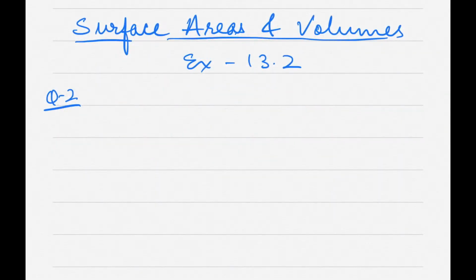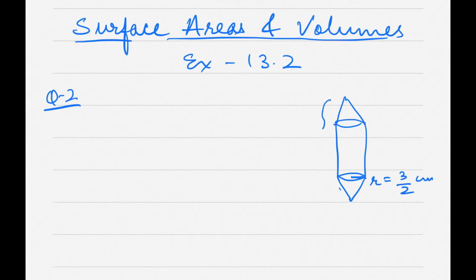So model is shaped like a cylinder. Okay, so this is my cylinder and with two cones attached to its two ends. So this is one cone and another cone attached to its two ends by using a thin aluminium sheet. The diameter of the model is 3 centimeter. So diameter is 3. So I can say here this radius is equal to 3 by 2 centimeter, right? Because diameter is 3, so radius will be this, and its length is 12 centimeter.